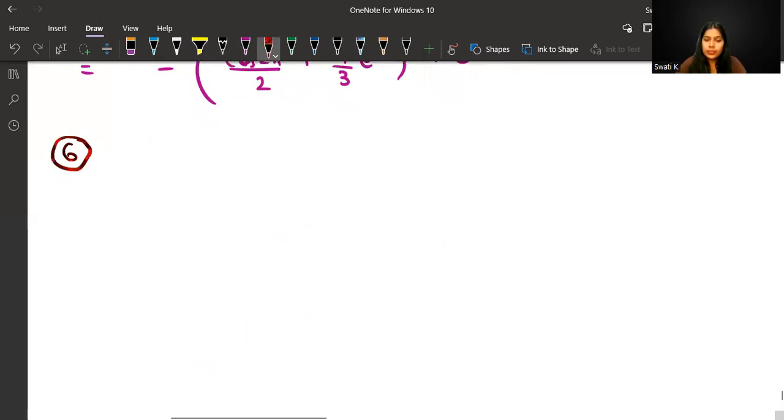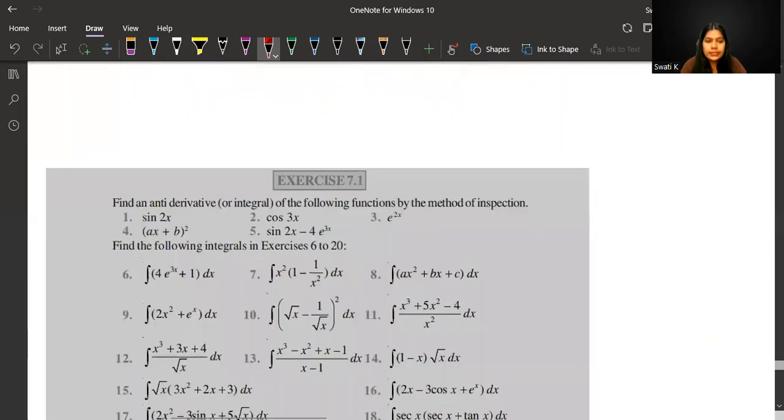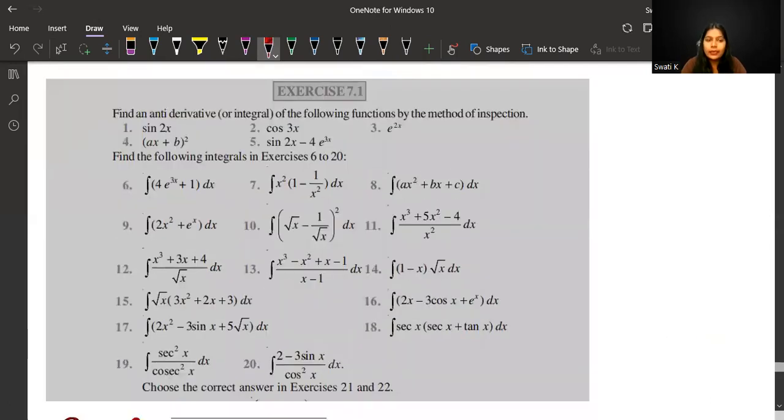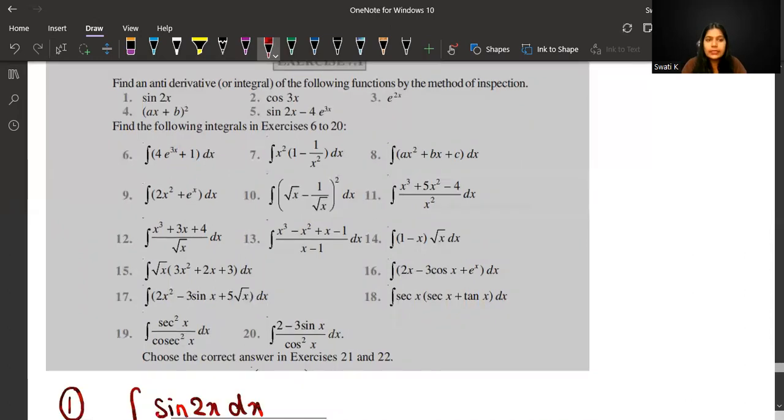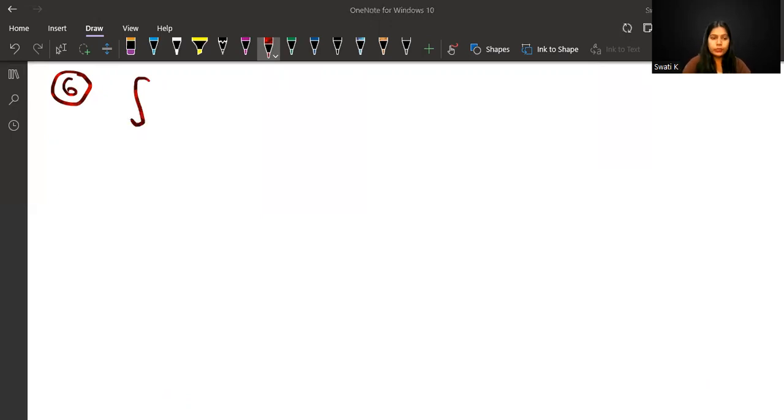So question number 6, let's see what the question is. Question number 6 is integrate 4e raised to 3x plus 1 dx. All right. I will write down the question first. So integrate, and then it was 4e raised to 3x plus 1 dx.